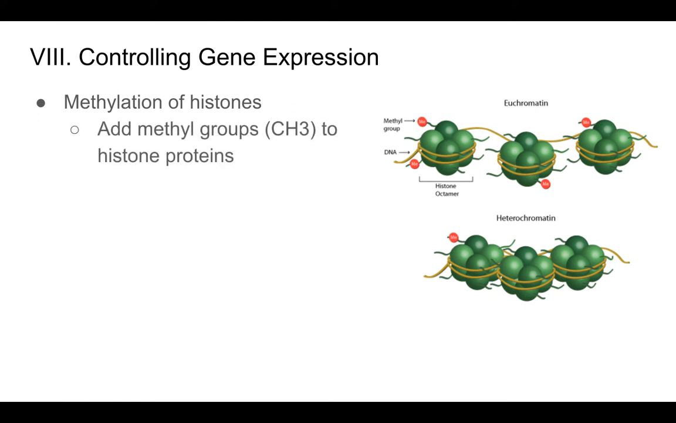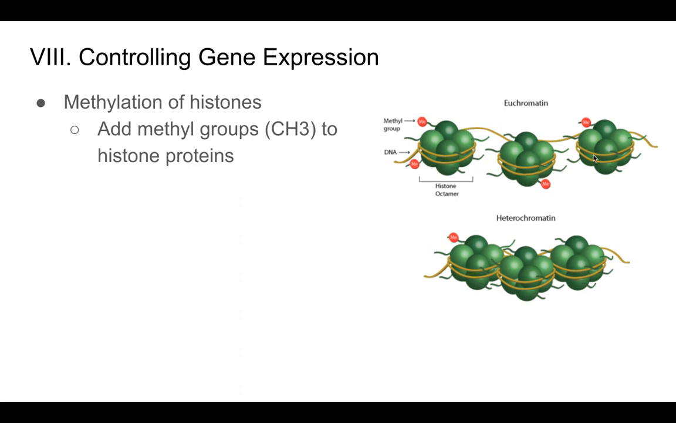If you add methyl groups, which are chemical molecules made of carbon and hydrogen, CH3, to those histone proteins, you have methylated the histones. Here you can see the green, those are the histones, and these little red dots are the methyl groups. If I put methyl groups on the histones, notice what it does. It pulls those histones together. And what that is doing is tightly condensing our yellow strands up here, which are DNA.